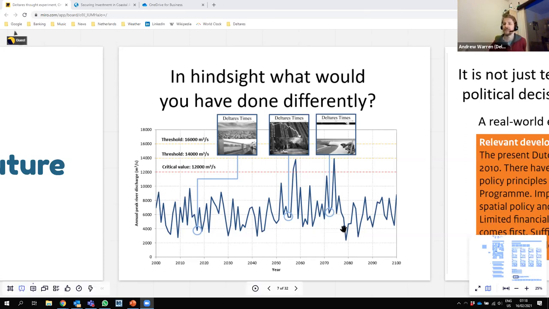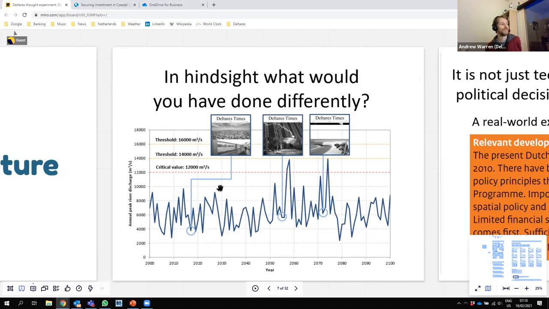Because peak events, they're extreme events. It's not necessarily a trend-based change. So you can see here that maybe there's climate change, maybe there isn't, and I'll touch on that in a little more detail in the next couple of slides.